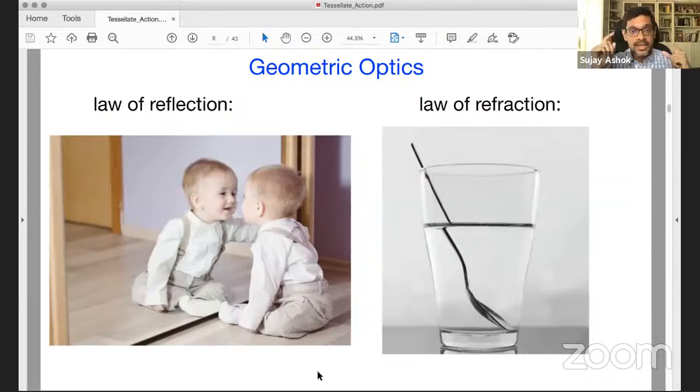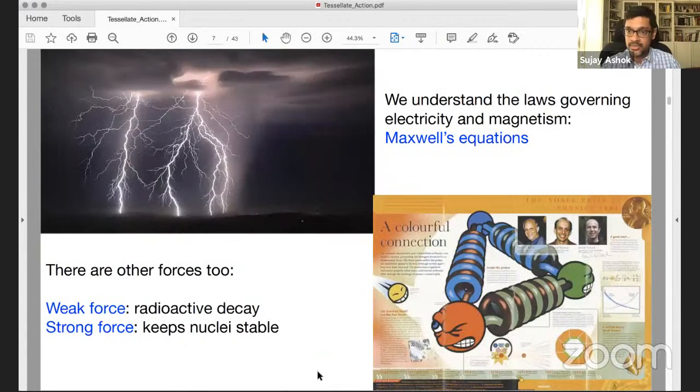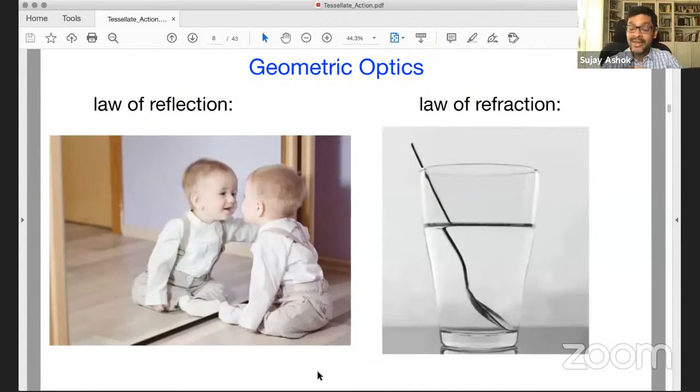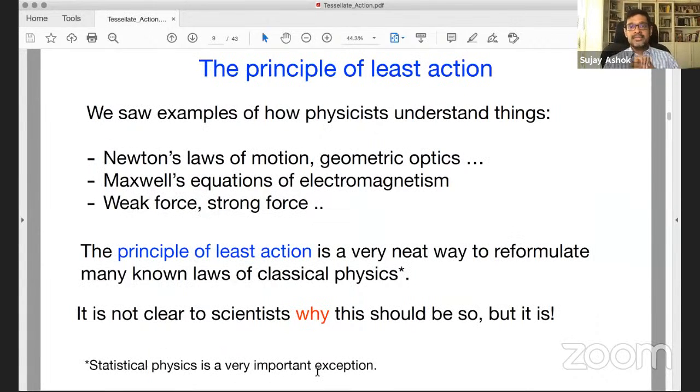But the interesting thing is that the same idea also can be used to reformulate these fundamental forces as well. I am hoping that's the message you'll take away, that there is a very nice way to reformulate many diverse sets of laws. These are examples of how physicists attempt to make sense of the world around them: Newton's laws of motion, geometric optics, Maxwell's equations, weak and strong force, the theory of QCD I mentioned. And I hope to convince you at the end that the principle of least action is a very neat reformulation of all of these classical laws of physics.